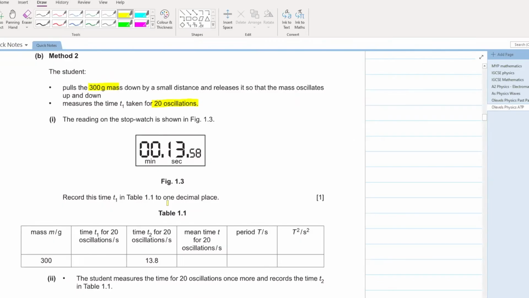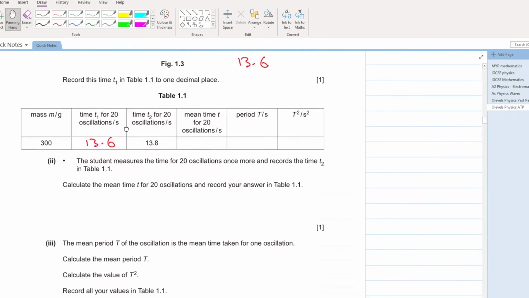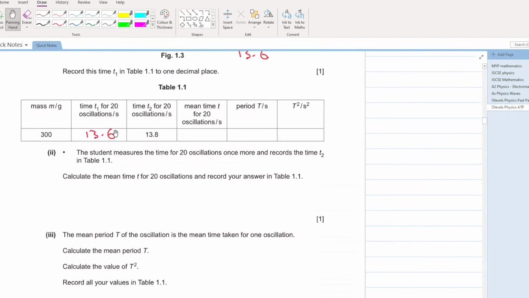Okay, we have to record this time to 1 decimal place. So if you analyze here, this is 13.58 seconds. If I limit it to 1 decimal place, this will become 13.6. Perfect. This is the time for 20 oscillations. The student measures the time for 20 oscillations once more and records the time t2 in table 1.1. Perfect, we can see that.